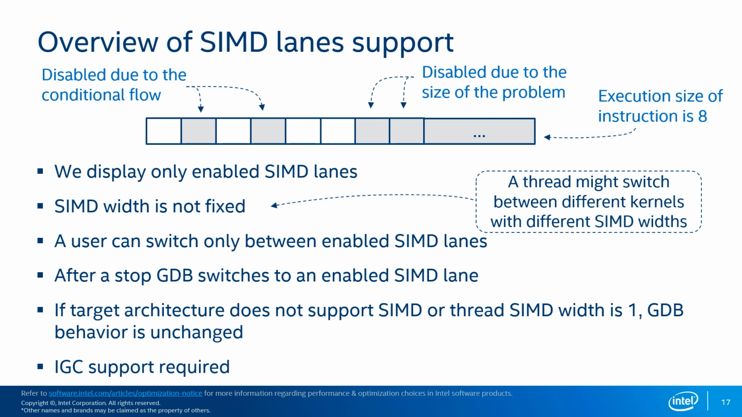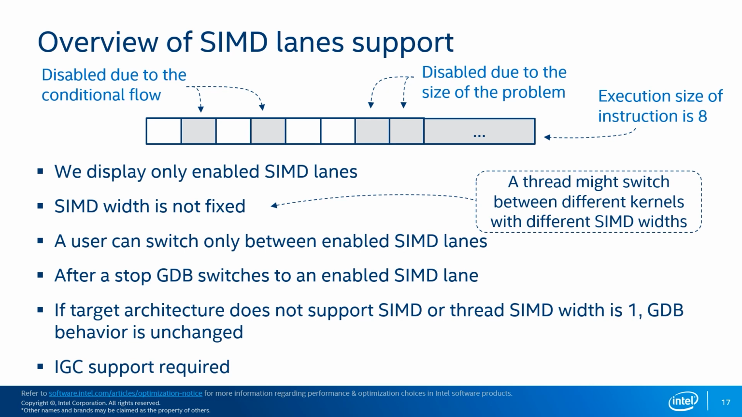And finally, SIMD lanes might also be disabled due to the conditional flow inside the kernel that we have seen during our demo. These restrictions led us to the set of requirements for our SIMD model in GDB. We display only enabled SIMD lanes. We actually do not have any means to distinguish between disabled and non-existent SIMD lanes. The SIMD width of a thread is not fixed, as the thread might switch between different kernels which are dispatched with a different SIMD width.